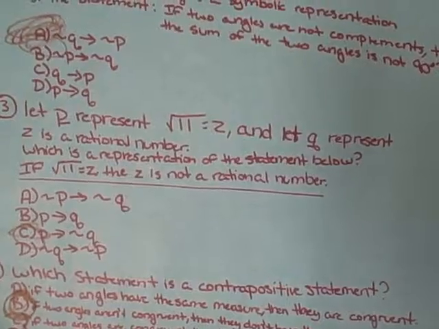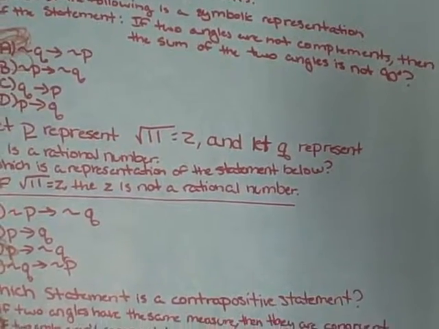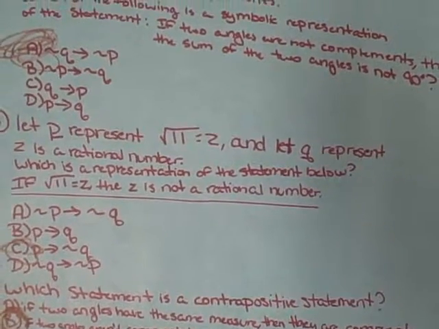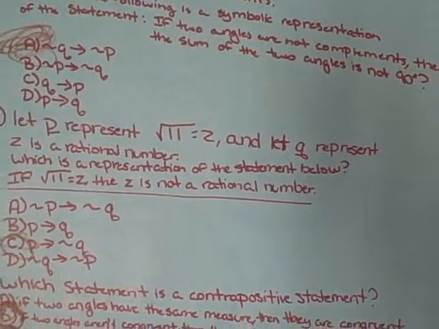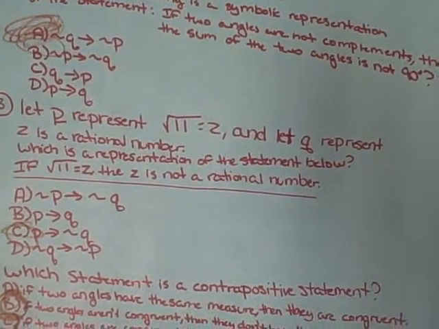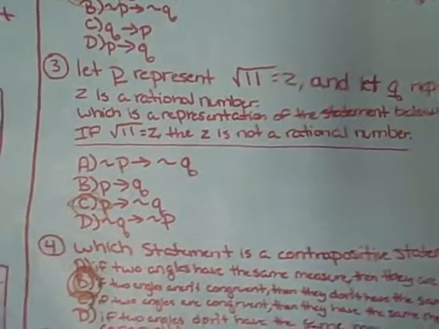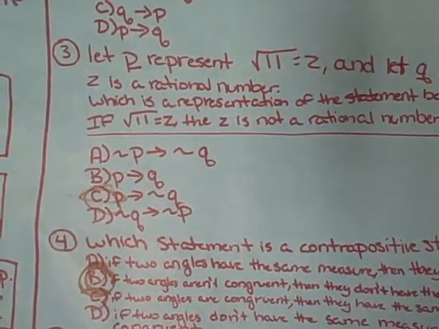Let P represent square root of 11 equals Z, and let Q represent Z is a rational number. Which is a representation of the statement below? If square root of 11 equals Z, then Z is not a rational number. The correct answer is C. P implies not Q.